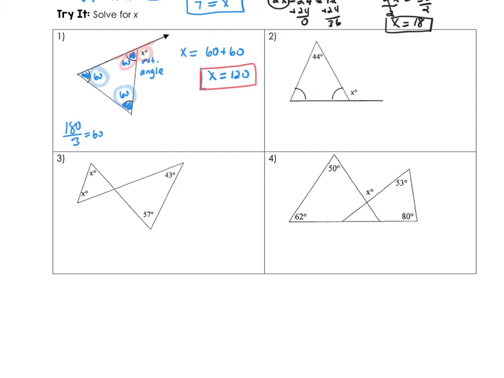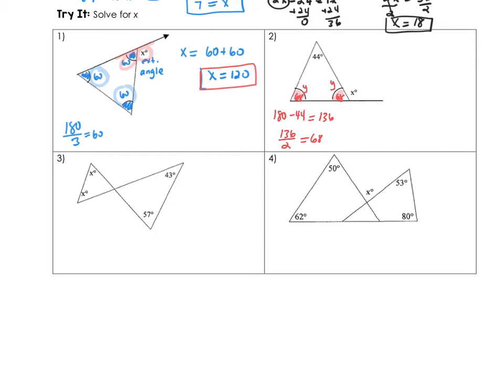Right, on number 2, we see that these two angles at the bottom of the triangle are marked congruent. So you might find it helpful to call them each y, or another variable. You should take 180 minus that 44 degrees, and that gives you 136. And then take 136 and divide it by 2, and that gives you 68 degrees. So each of these angles is 68.